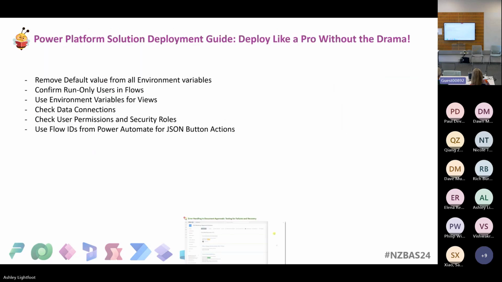Cool. So before we deploy the solution into a different environment, or if we use the same template for a business unit, there are a few things we should consider before the deployment. One is removing the default values from the environment variables. As Ashley showed, there was a toggle button when you create an environment variable, which is export value. It's always turned off by default, but we can turn it on if we think that after deployment it's going to use the same value. So always make sure it's turned off or turned on depending on the use case scenarios, and confirm the run-only users in the flow.